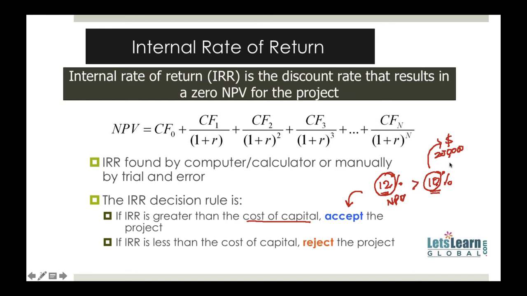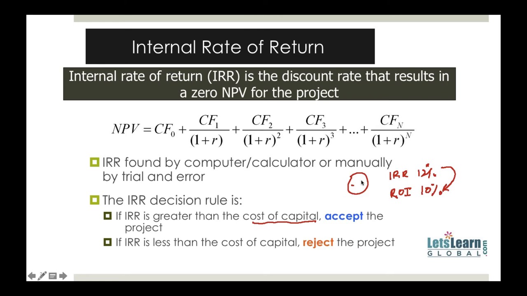One important term you need to understand is that the moment you compare the IRR with the investor's required rate of return, which is also known as return on investment or cost of capital, you compare with this. Now see, the investor is happy. Why? Because he wanted 10%, and the project is giving a 12% return. He's happy. But he may feel the project is risky.